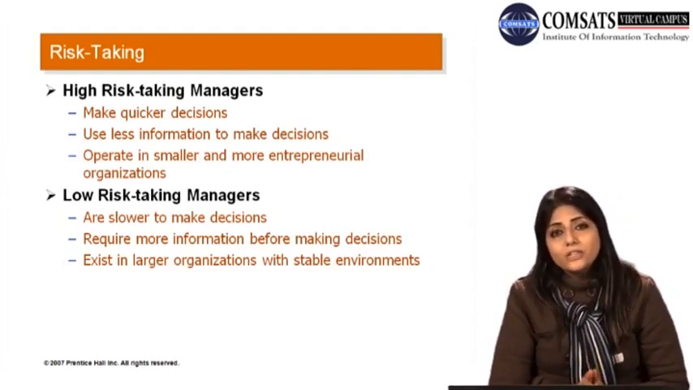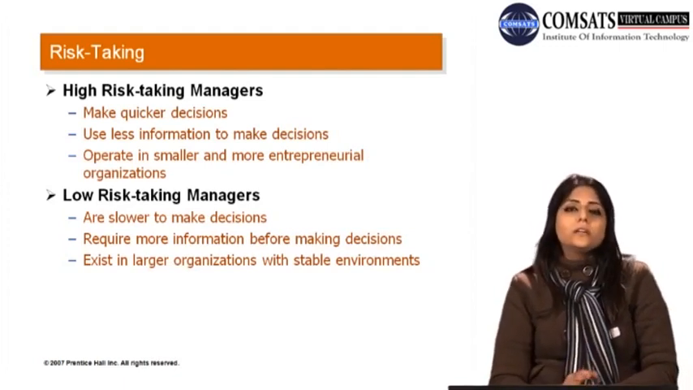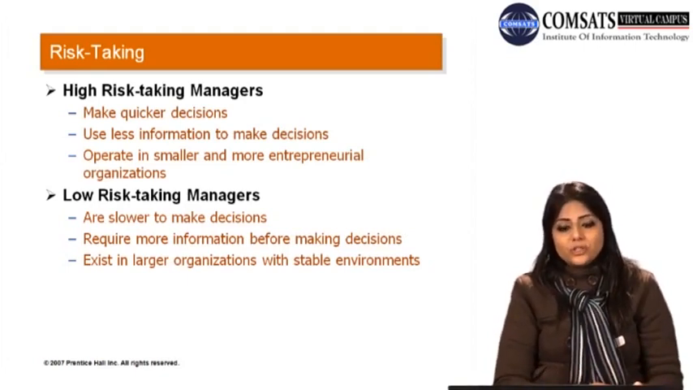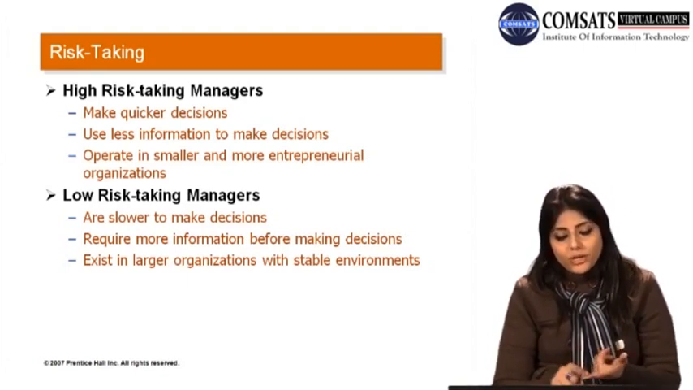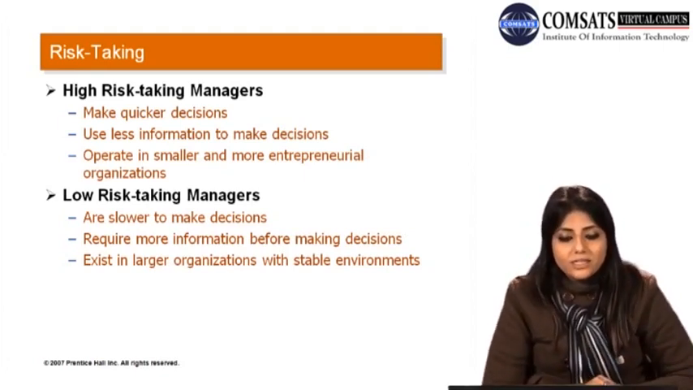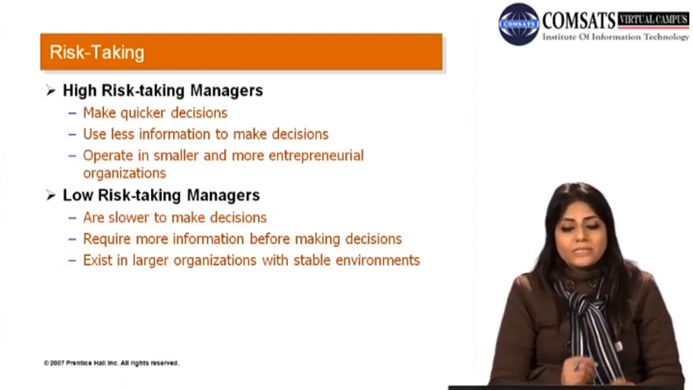managers. The low risk-taking managers, or the managers who have low propensity to take risk, try to get as much information as possible before they make their decisions, right? So they make slower decisions, and they gather a huge amount of information before making their decisions. So those are the big differences between these two types of personalities.